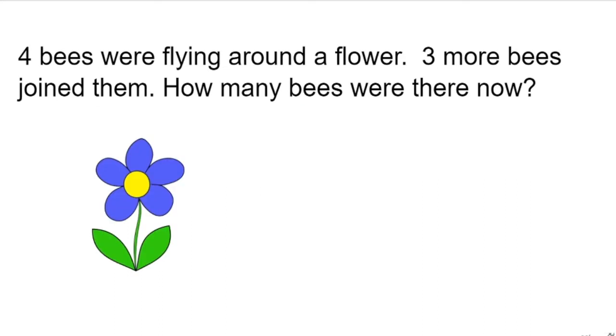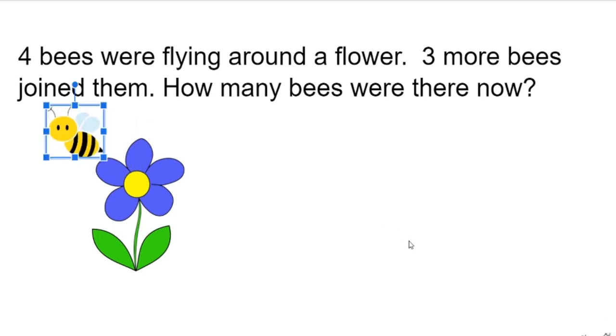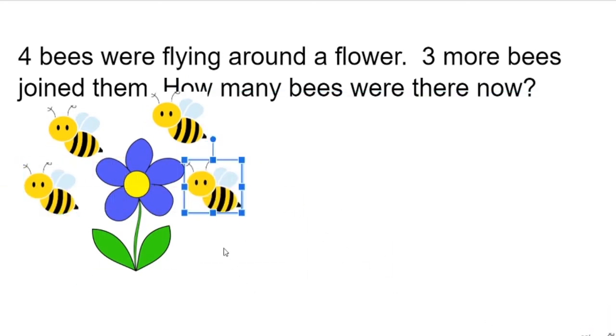Okay, guys, let's look at another problem. In this problem, we see that 4 bees were flying around the flower. 3 more bees joined them. How many bees were there now? Okay, so we started with 4 bees around the flower. So let's get 4 bees around the flower. 1, 2, 3, 4 bees around the flower.